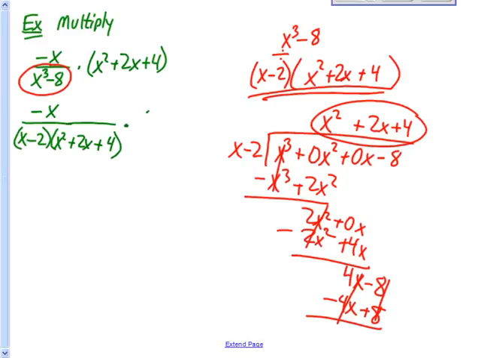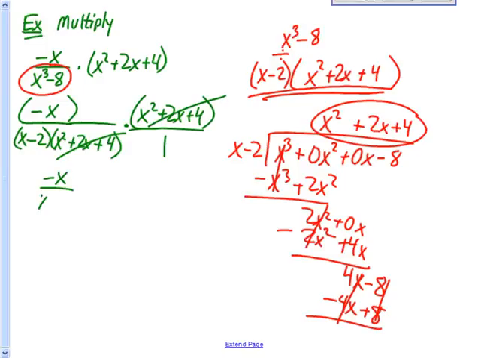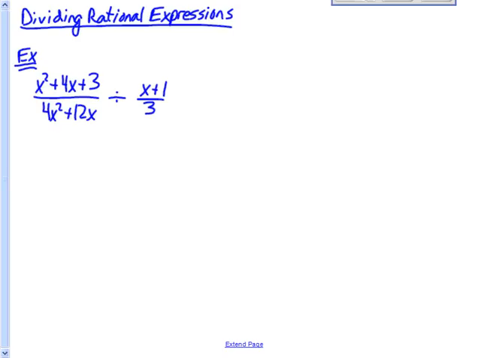Times, and then you've got this x squared plus 2x plus 4. Let's put that all over 1. You notice these are being multiplied, so I can consider that being in parentheses here. x squared plus 2x plus 4, x squared plus 2x plus 4. Hey, look at that. We're just left with negative x over x minus 2. So there's your simplified form for that multiplication. Okay, let's do a little division, dividing rational expressions here.